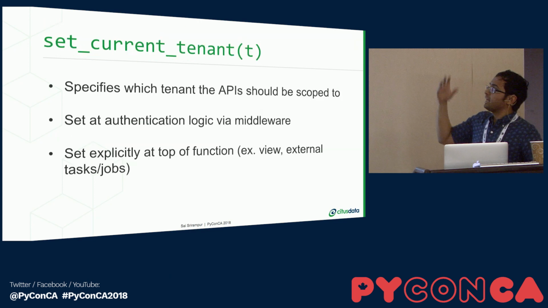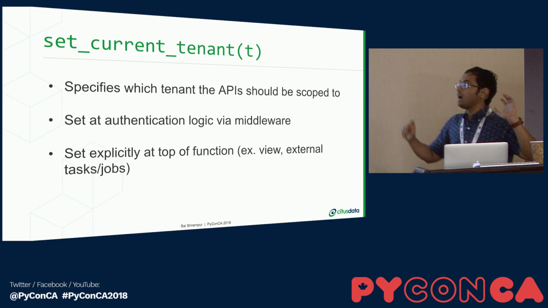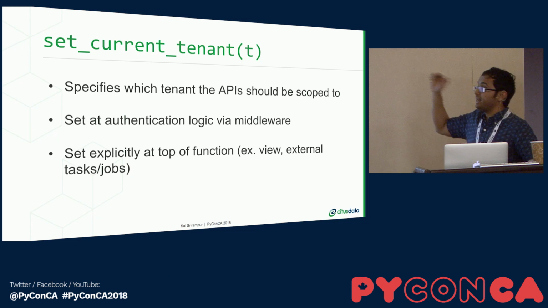The third is set current tenant, and this specifies which tenant the API should be scoped to. And then there are two options. One is you have this set at the authentication logic via middleware. This is at the top of your application, and all the API calls below the authentication are automatically scoped to a tenant. Or you can set it explicitly at the top of a function, for example, a view or an external task or a job.